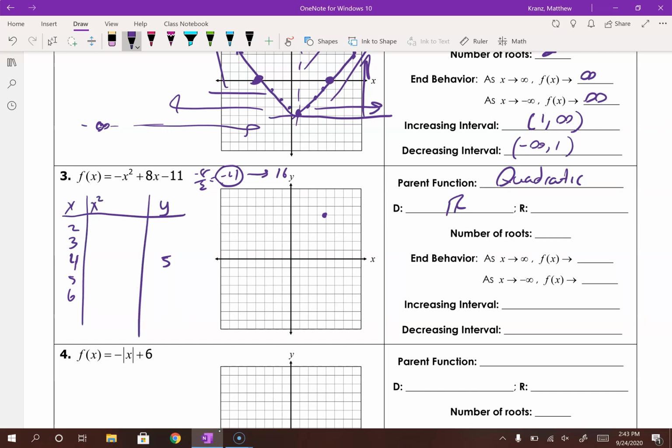So now I have negative x squared plus 8x minus 11. So 2 squared, you can pop this in a calculator. 2 squared is 4 plus 16, 8 times 2, minus 11. All right, so 4 plus 16 is 20, and 20 minus 11 is 9.